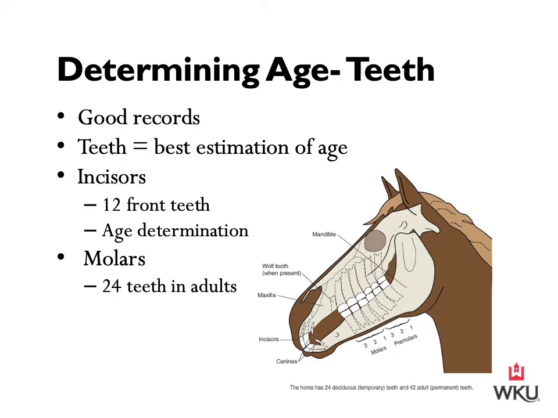So as we begin to look at determining the age of our horses, the best way that we can determine the age of a horse is going to be to have good records. Absolute best way. Now when that foal is born, there's no guesswork. So having good records is key. A record of a horse's birth is going to be required by breed registries. However, when a record of age does not exist, the teeth are going to furnish the best estimate of the age.